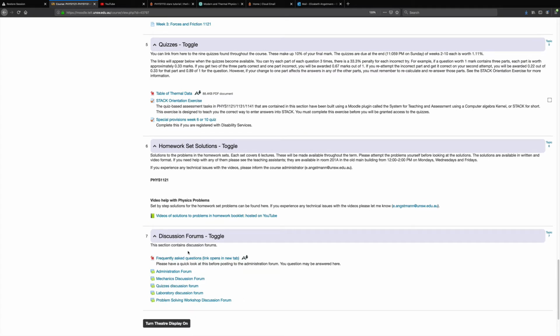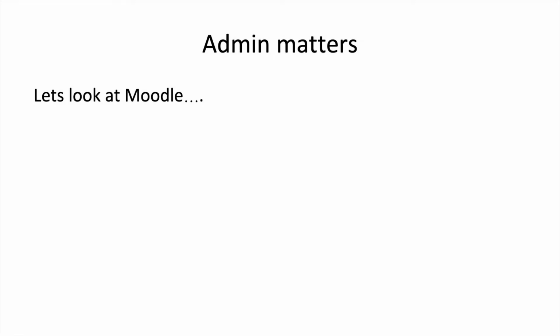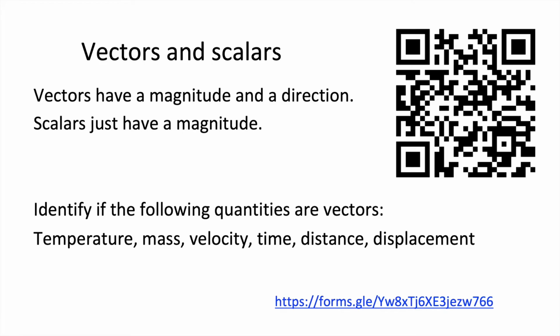And then we've got discussion forums. So if you have any questions about the course, you can ask them here. Administration forum, so that's just questions about anything. Mechanics, so that's if you've got questions about mechanics. Quizzes, that's if you've got questions about these quizzes here. And lab, obviously if you've got a question about lab or problem solving workshops. Okay, so that's the Moodle site, but let's get back on with the mechanics now.